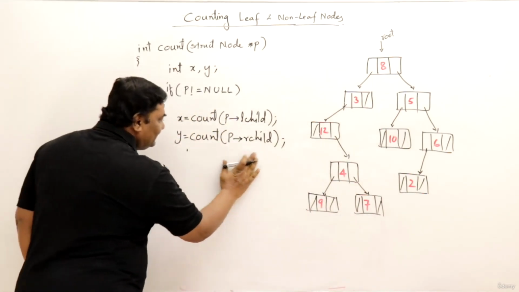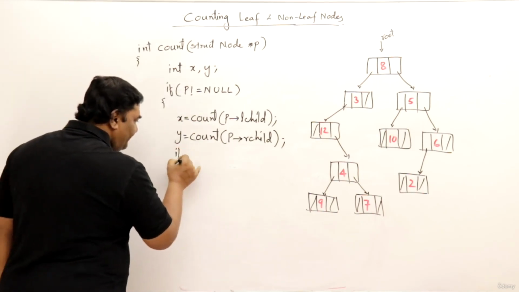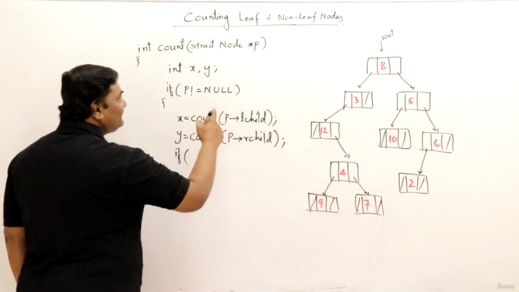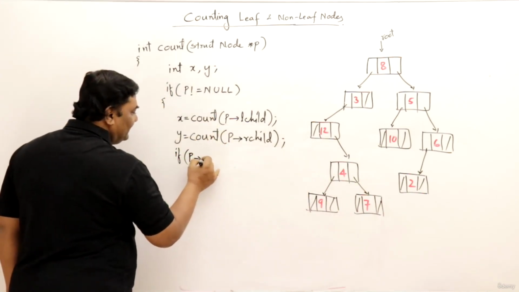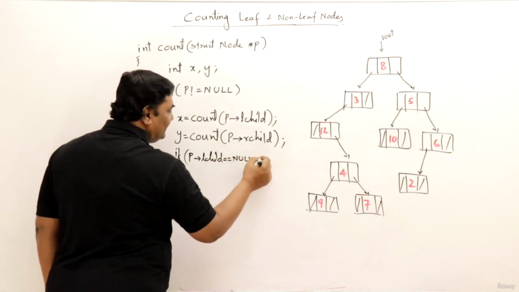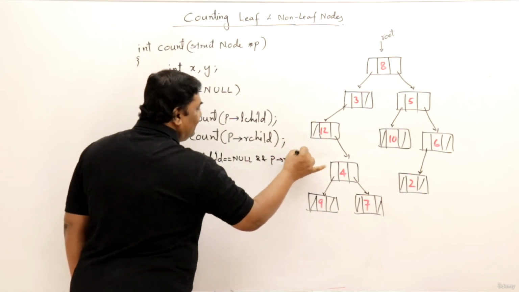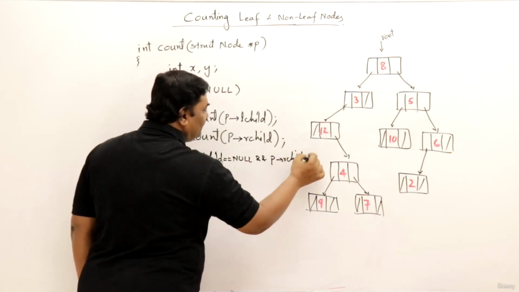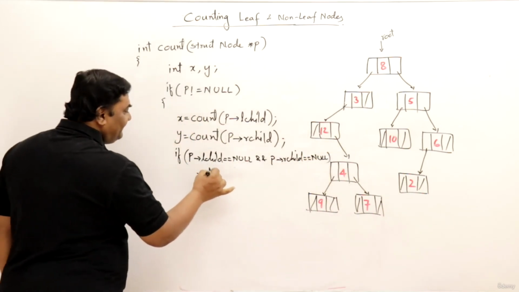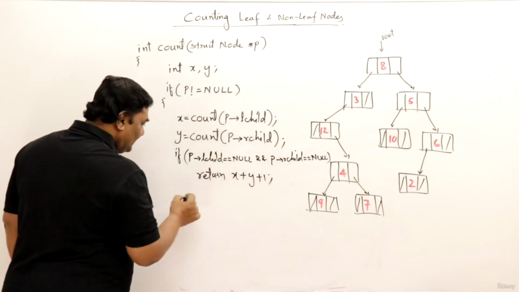So I will remove this line, and here I will say if node's left child is null as well as right child is null. So P's L child is equal to null, as well as P's R child is equal to null. Then if both are null, I will count that node. So I will return x plus y plus 1.